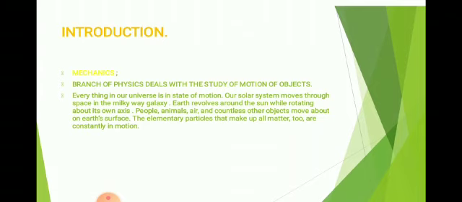So everything in our universe is in a state of motion. Our solar system moves through space in the Milky Way galaxy. Earth revolves around the sun while rotating about its own axis. People, animals, air, and countless other objects move about on Earth's surface. The elementary particles that make up all matter too are constantly in motion.